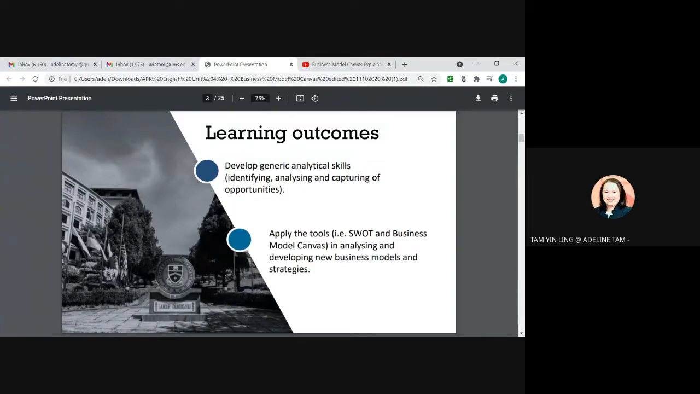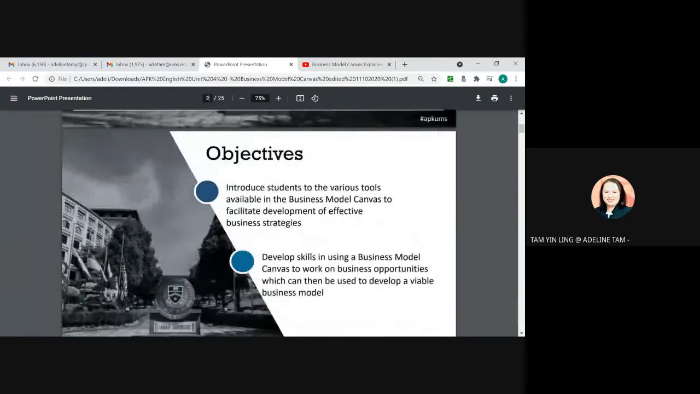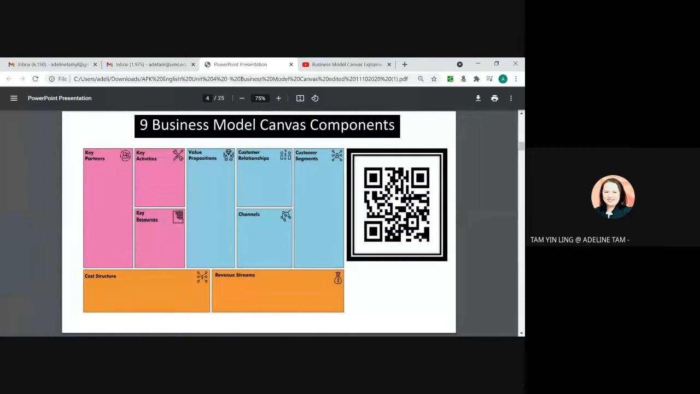So for the business model canvas, the main purpose is to help you to develop a new product strategy or a new business, to capture the opportunity. So the objective of this is first, to introduce you to the various tools available in the business model canvas to facilitate development of effective business strategy, and to develop skills in using the business model canvas. All right, so we hope that you know how to do the business model canvas after listening to this. Okay, so the business model canvas is something like this. You can go to the website and just type business model canvas, then you can actually download it from that website.